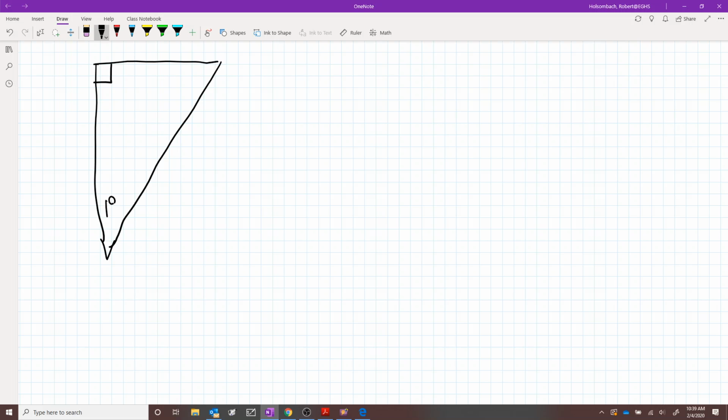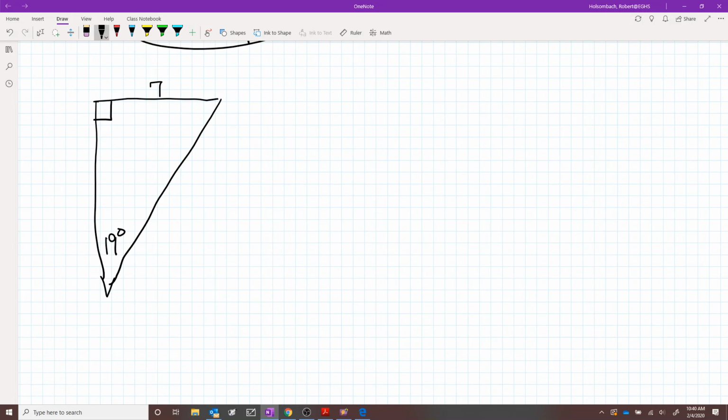Here, let's get a triangle. And, let me see some side lengths. I can make them up. Let's do a 19-degree angle and a side that is 7. And we're going to go x and y.